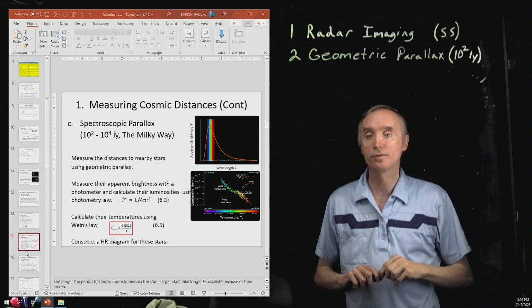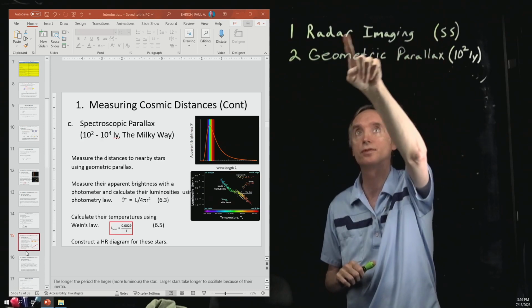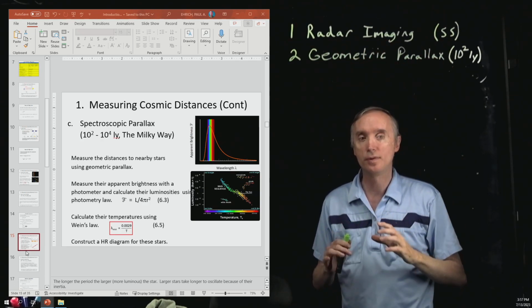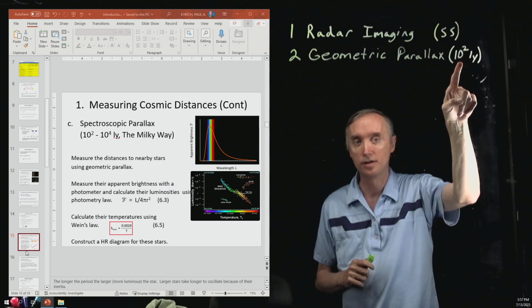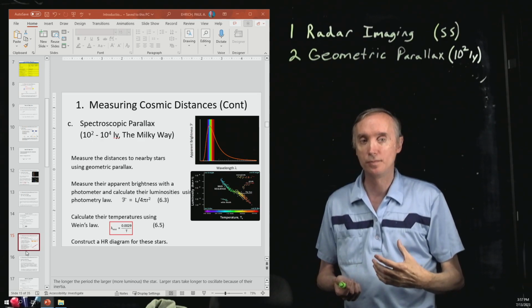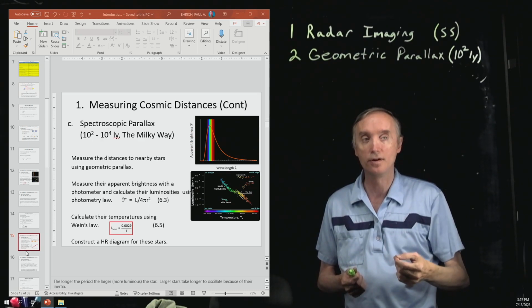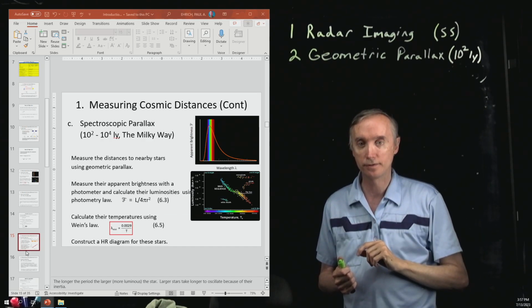So now we can measure the distances to objects inside the solar system using radar imaging, and we can measure the distances to objects within 100 light years using geometric parallax. But let's say that we want to measure the distance to a star that's even further than 100 light years. How could we do that?